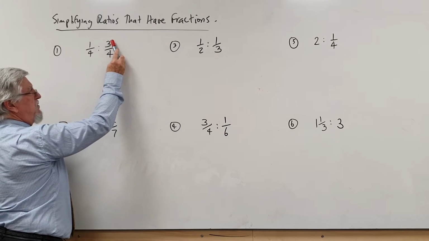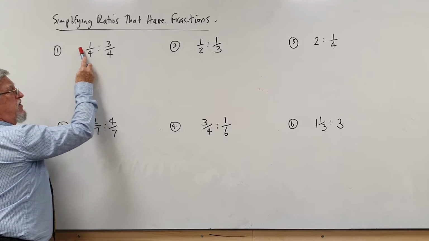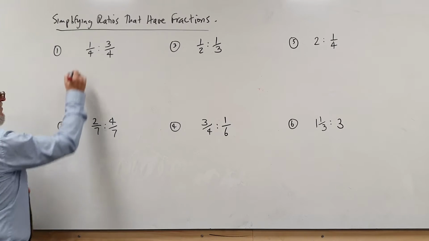Now here's the basic reasoning. 3/4 is 3 times bigger than 1/4. So that's 3 times bigger than that. So you can just write it as 3 to 1, or actually it's 1 to 3. But I want to show you the method first of all.